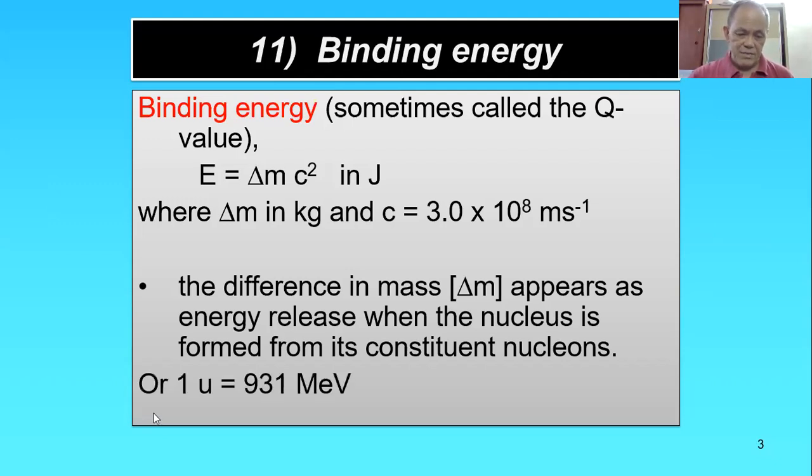Or if you are given the mass in atomic mass unit and you want to find the energy, we just use 931 mega electron volt. 1 atomic mass unit equals 931 mega electron volt.